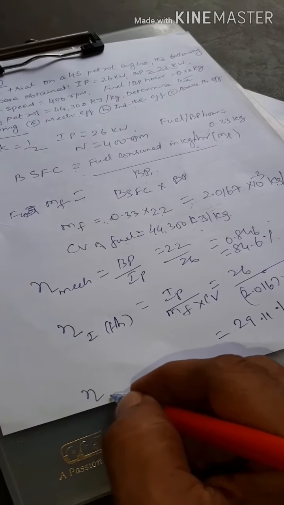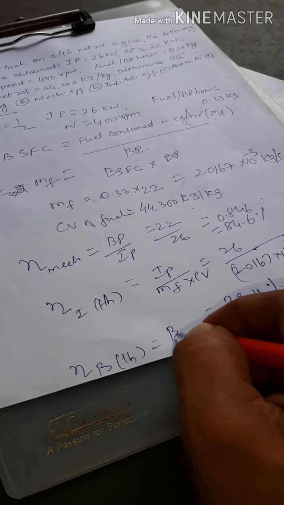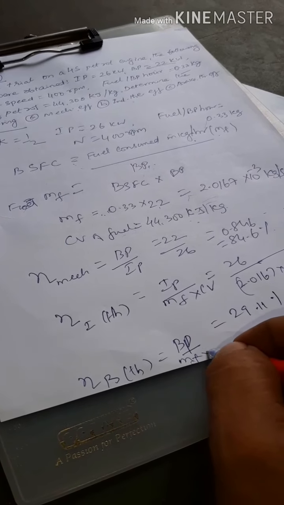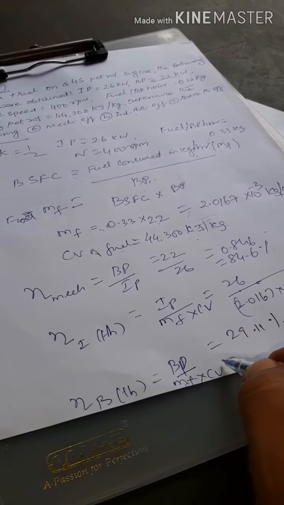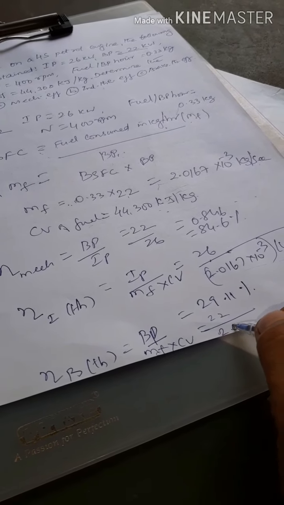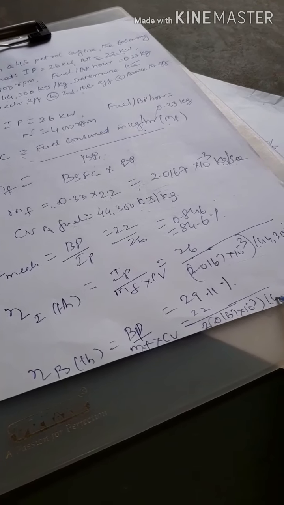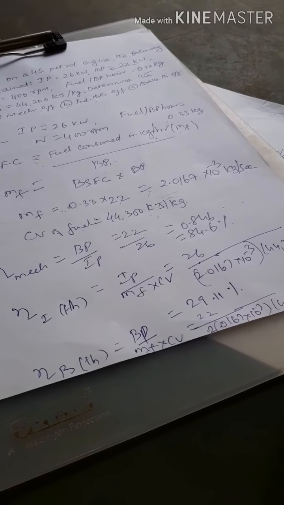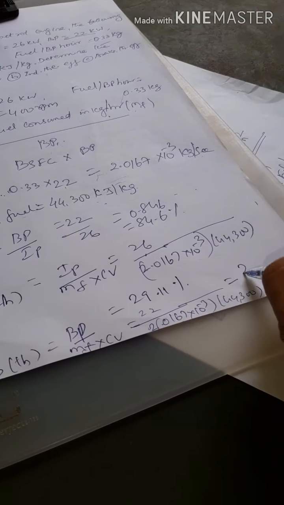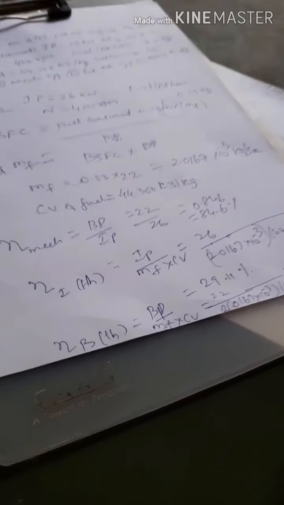Similarly, if you go for brake thermal efficiency, BP divided by MF into CV. Same thing, you have to use 22, that's all. 22 by this value, 2.0167 into 10 to the power of minus 3 multiplied by 44,300 calorific value. So you are going to get the brake thermal efficiency as 24.63 percentage.